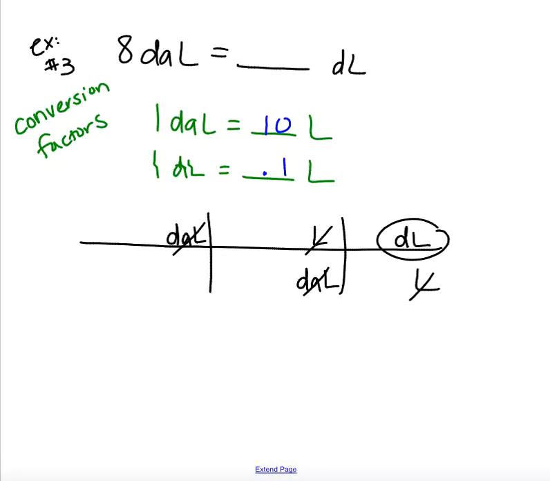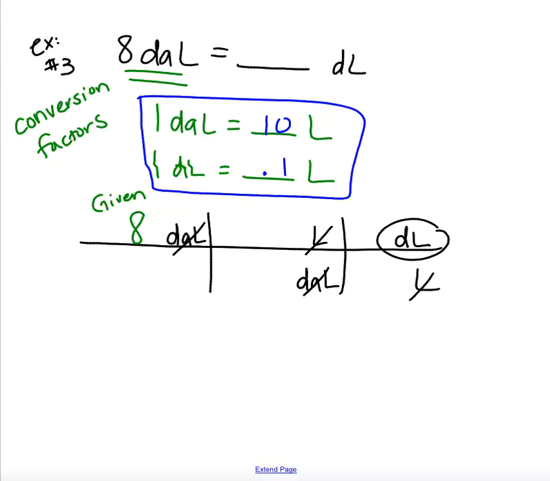Same thing goes diagonal, finally trying to get to deciliter. Cross off the ones that line up. Looks like I'm ready to start and fill in my numbers. That top box is what you're given. It's the 8 from above. Then I'm going to fill in those conversion factors that I came up with.